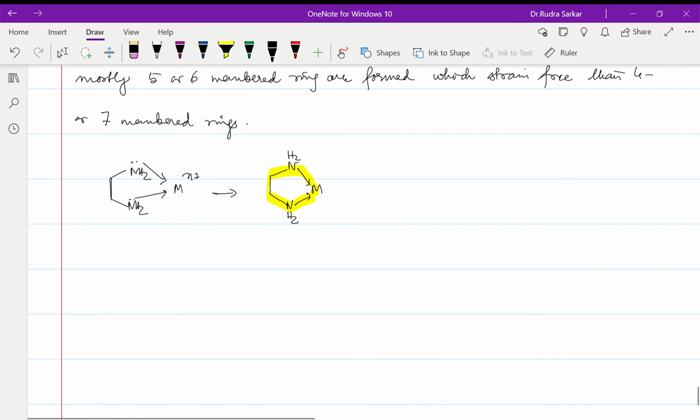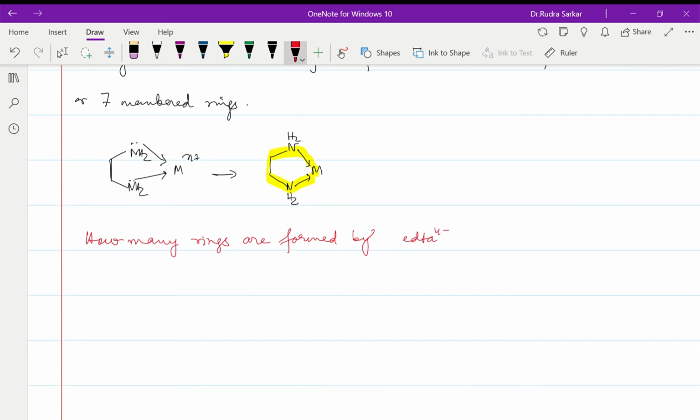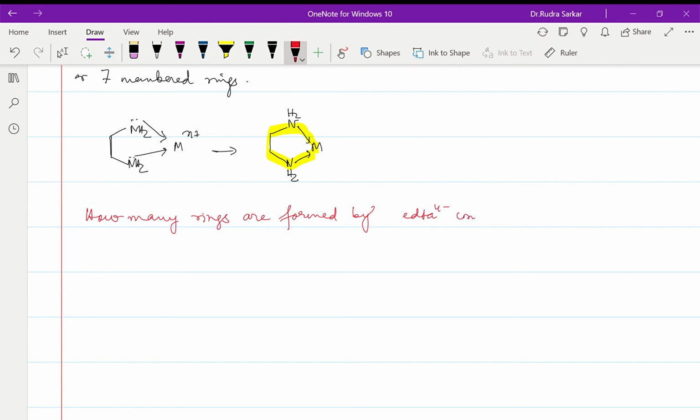So what will be asked to you in an examination hall? Suppose I give you a question like this. How many rings are formed by, let's say, EDTA 4- on complexation with calcium 2+, let's say. So what we will do, just have a look.